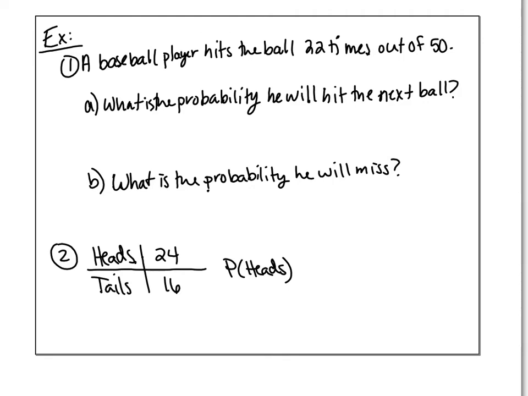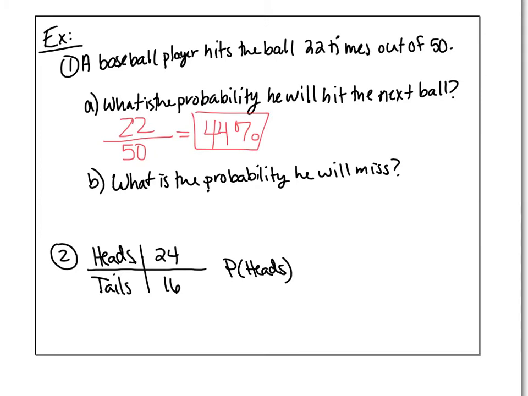Here's a couple more experimental probabilities. These are just word problems. So we have a scenario here: a baseball player hits the ball 22 times out of 50. What is the probability he will hit the next ball? So with this, we're just going based off the information we know currently. We're not going to actually think about what the next scenario would be. So our current probability that he's going to hit a ball is he's hit it 22 times, that's the number of successes, over the total number, which is 50. I think I'll give that as a percent here. That's going to be a 44% chance.